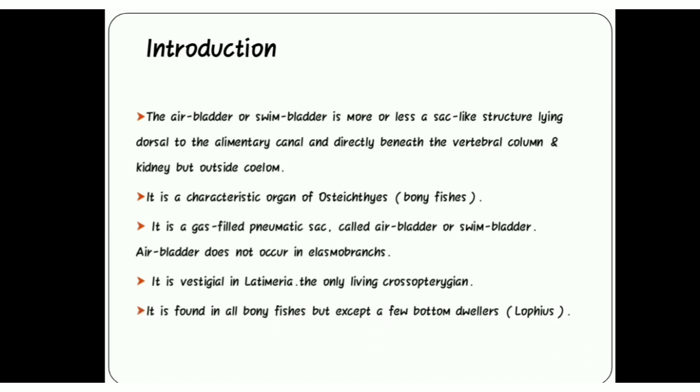It is found in all bony fishes except a few bottom dwellers. All bony fishes have well-developed air bladders, but some bony fishes do not have an air bladder, like bottom dweller fishes. This type of fish occurs in the bottom region of the sea or ponds, so it is called a bottom habitat fish, like Lophius.